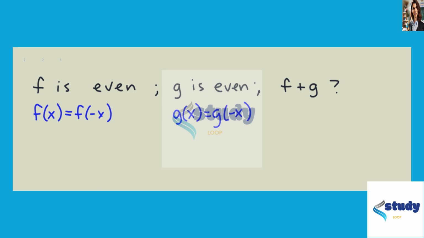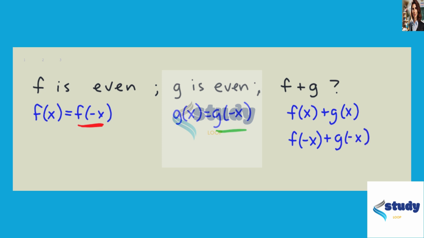So then what would f plus g be? f of x plus g of x. Well, we could replace f of x with f of the opposite of x since they're equal. And then we could replace g of x with g of the opposite of x since they're equal. And so now we know that f of x plus g of x is equal to f of the opposite of x plus g of the opposite of x, which means that f plus g is also even.